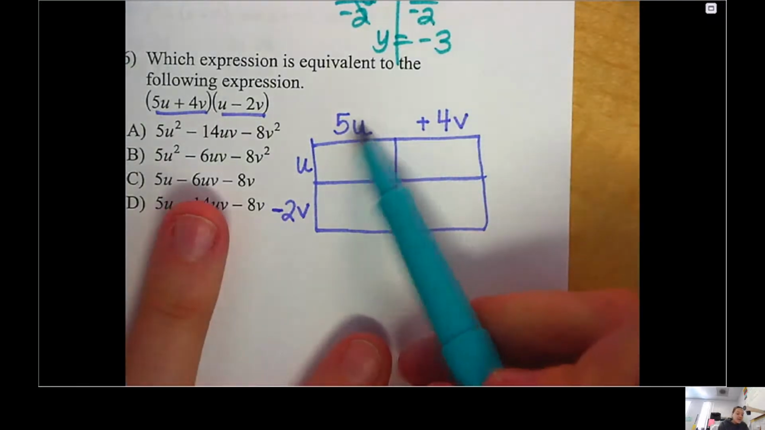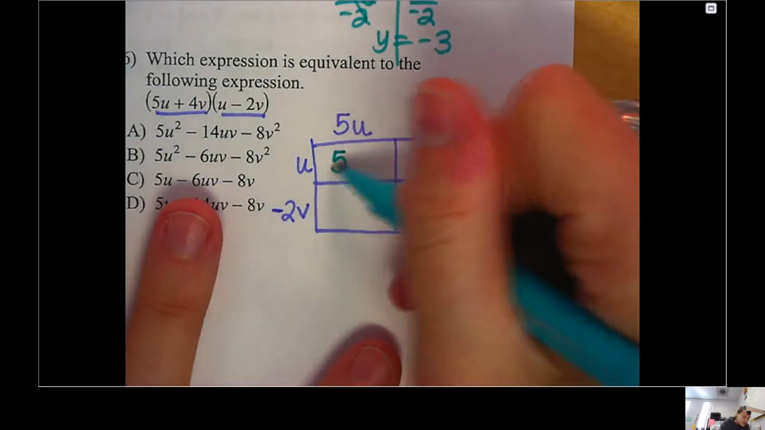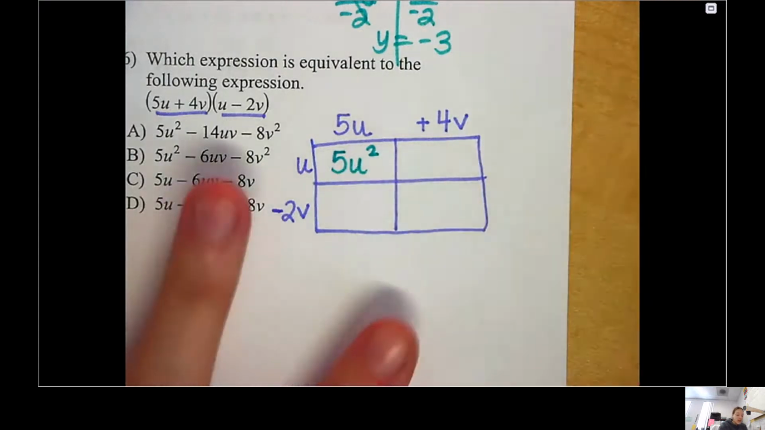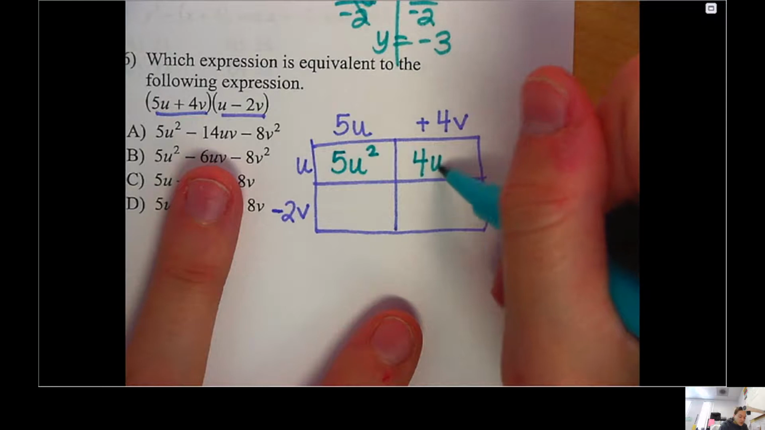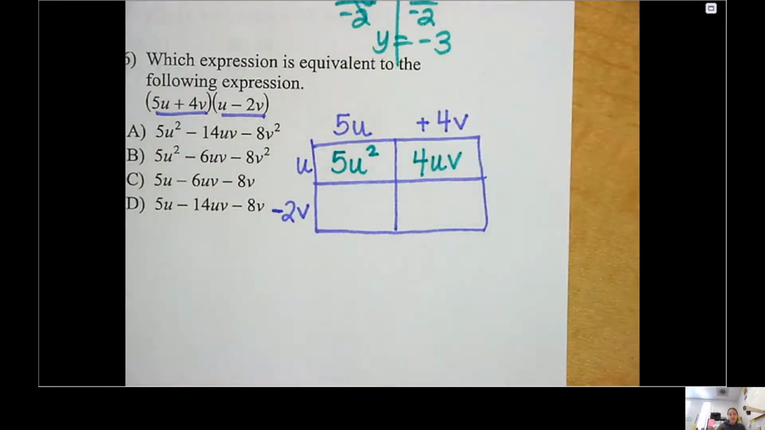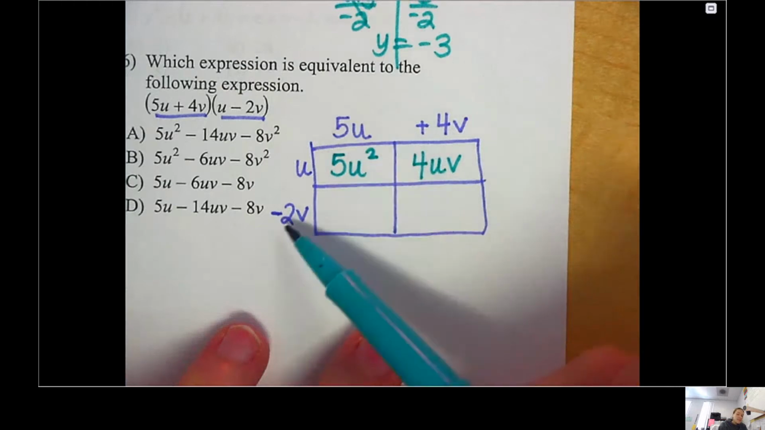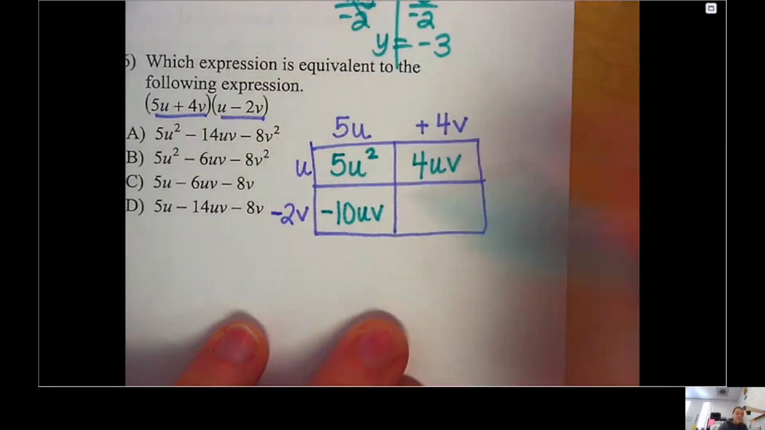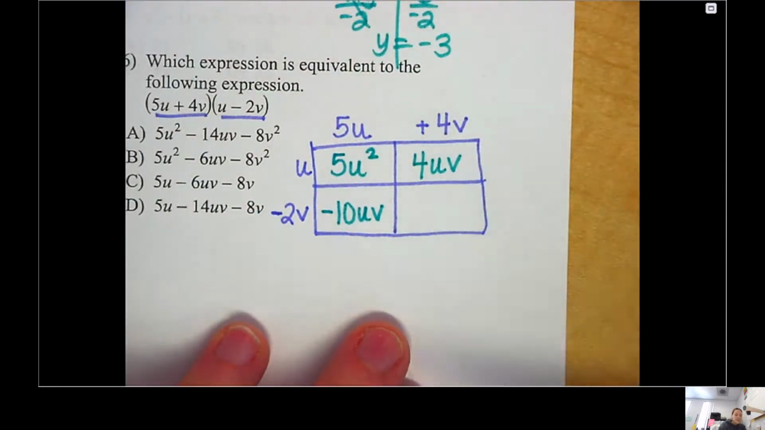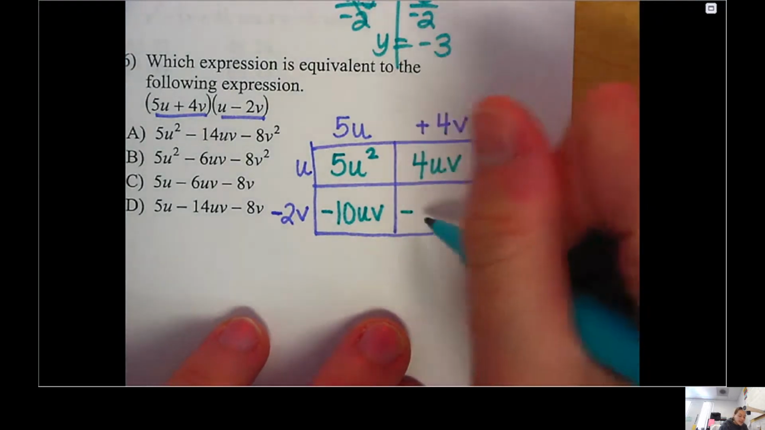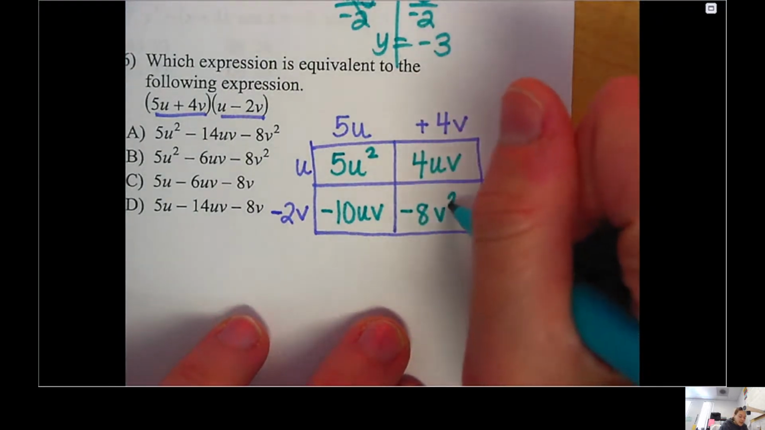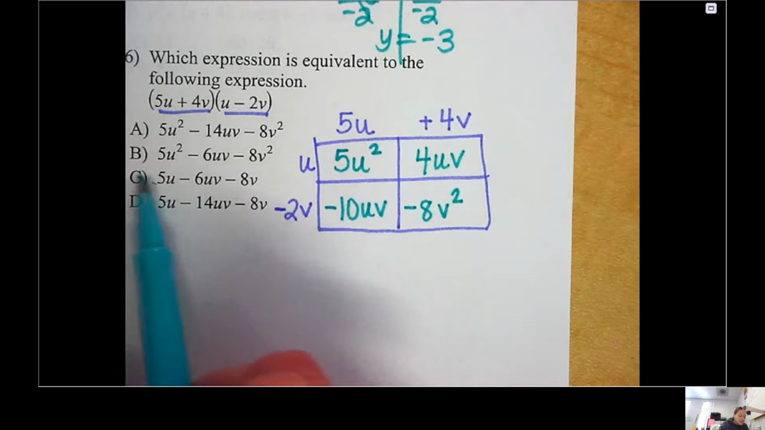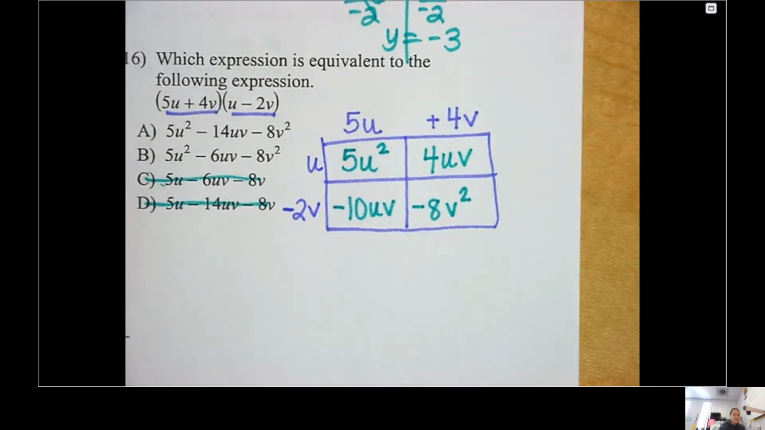So 5u times u is 5u squared. 4v times u is a positive 4uv. That means literally 4 times u times v. 5u times negative 2v is negative 10uv. And 4v times negative 2v is negative 8v squared. So already I see 5u squared and negative 8v squared. So I know I can cross off C and D because those don't have those.